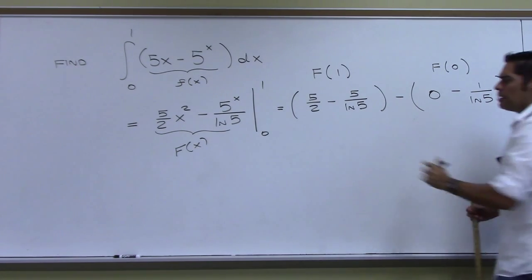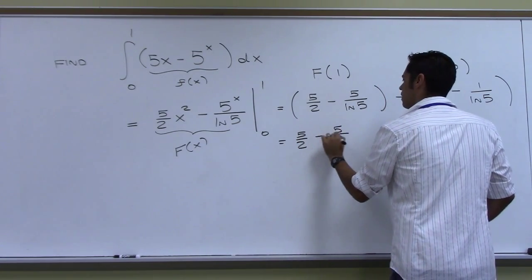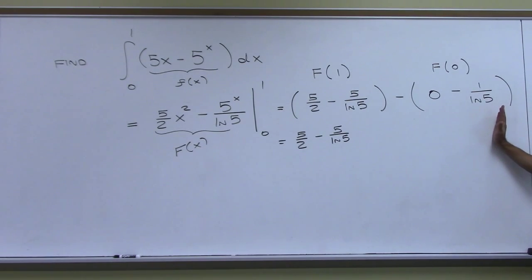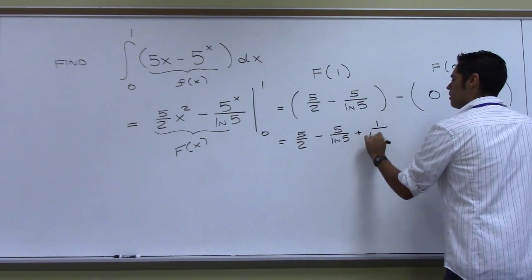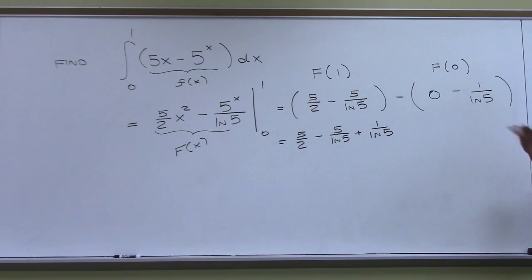So we'll try and clean this up a little bit. This is 5 halves minus 5 over natural log 5. And then what about this over here? Plus, right? Because minus a negative, so plus 1 over natural log 5. See, there's no more plus c's anymore, right? No more plus c's.